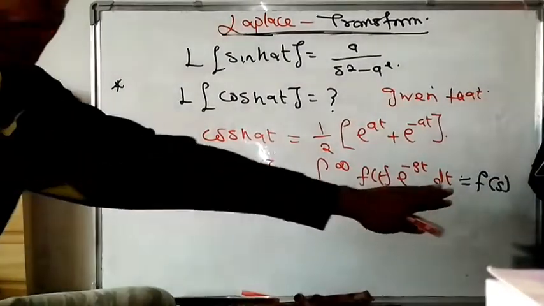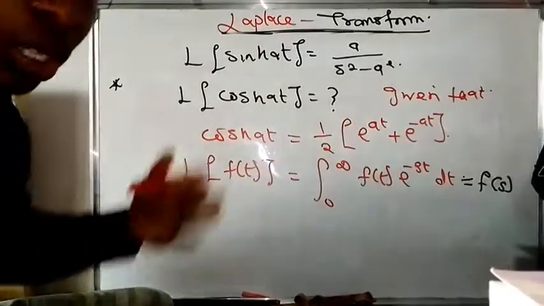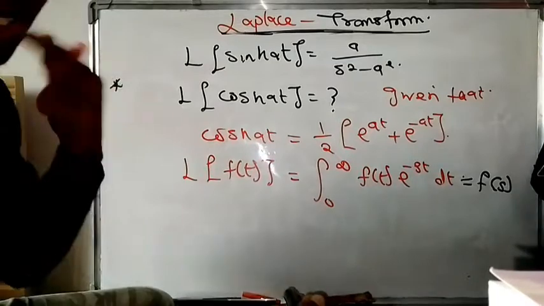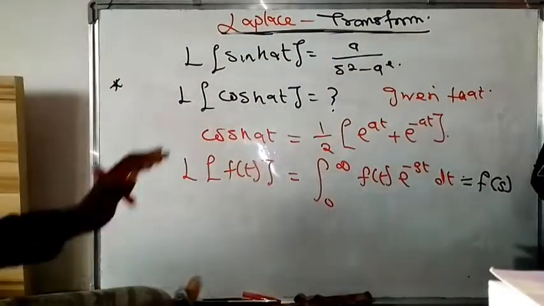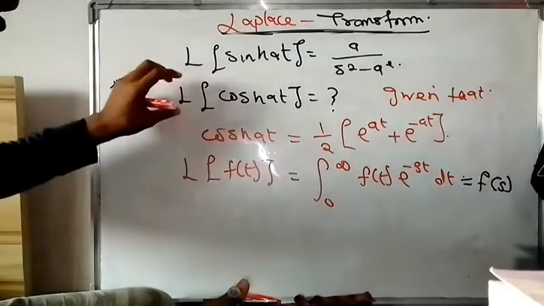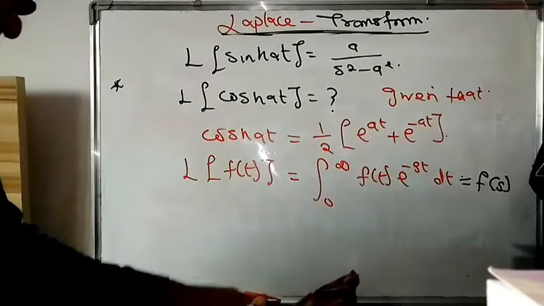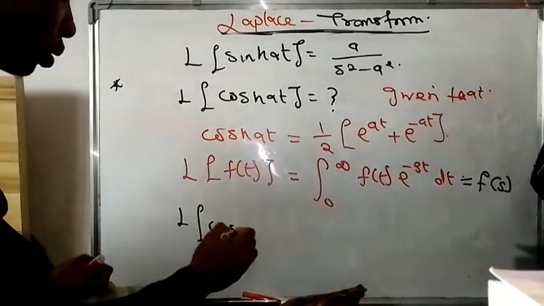I forgot to treat this in the introduction of Laplace transformation, but I believe it's understandable because you can relate it to the previous videos I've been doing, that all the answers we have been getting are always in function of s. So now let's continue. For the Laplace of a function of t, we are going to get the Laplace of cosh at using this representation.